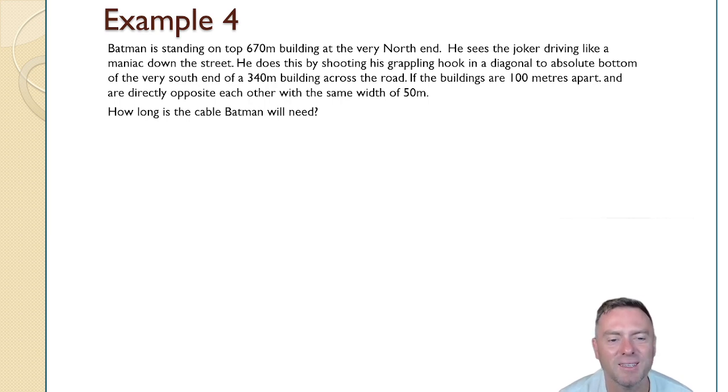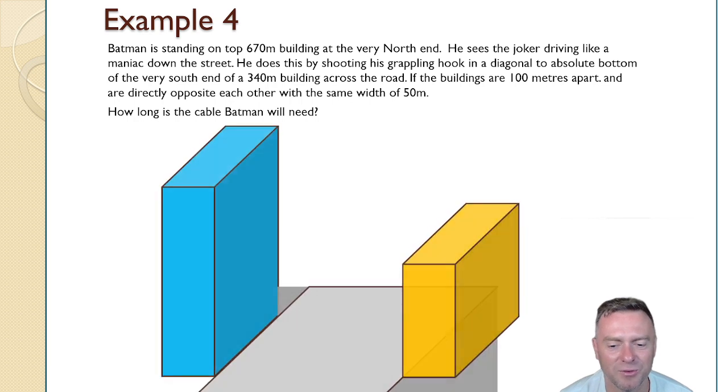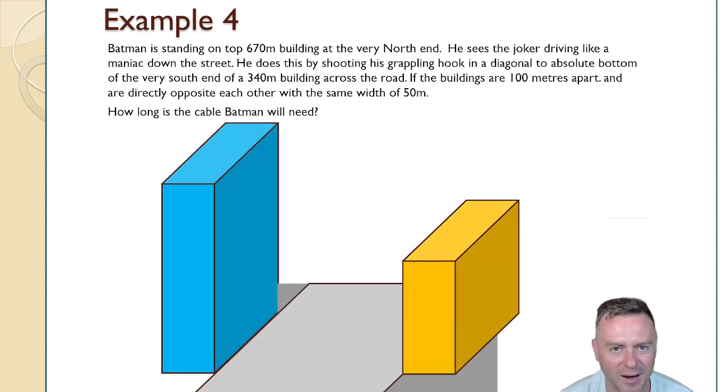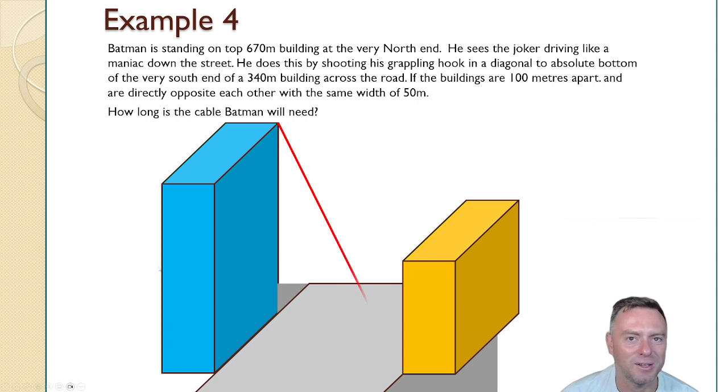Right, so then the next level would be if you could redraw what had happened. So here's my quick little drawing of two buildings opposite each other, and Batman's at the top of a 670 meter building. So he's at the very top here at this corner, and then he's going down to the bottom of this building. Now, the 340 meter building there, that's actually a bit of a trap. You don't actually need that measurement. It's there just to throw you off.